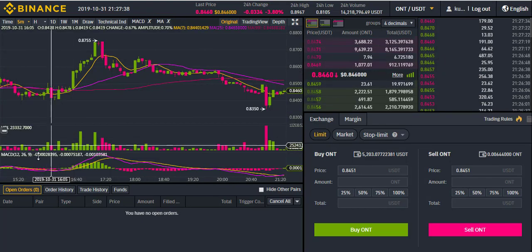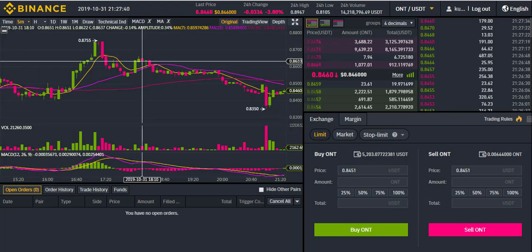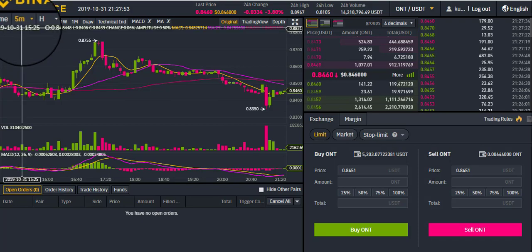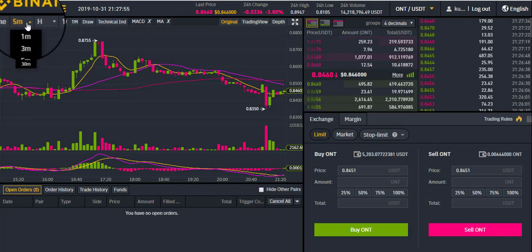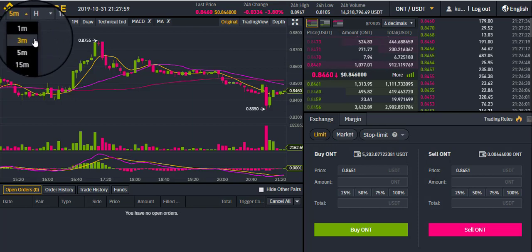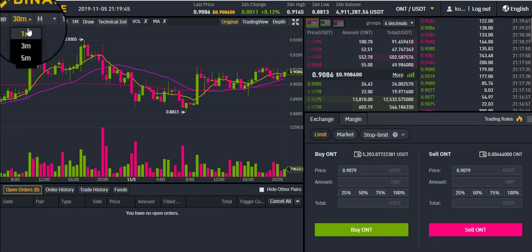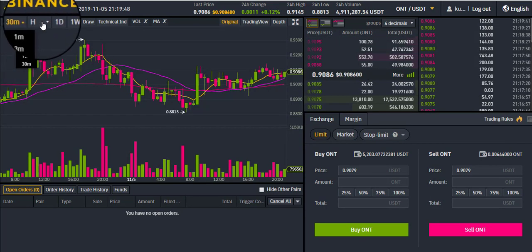This is the price chart that just shows the price going up and down on the 5-minute chart. This is a 5-minute. So this is where my mouse is right now. This is the timeline. So as you can see, the 5-minute has been selected on here. So if you click the drop down, you will see that there's 1 minute, 3 minute, 5 minute, 15 minute, and 30 minute.